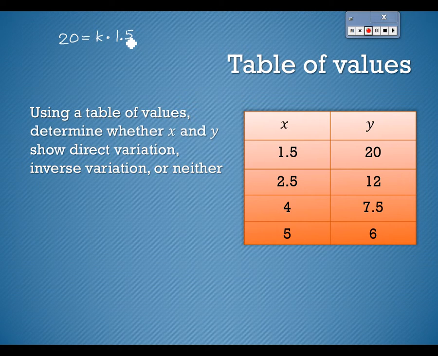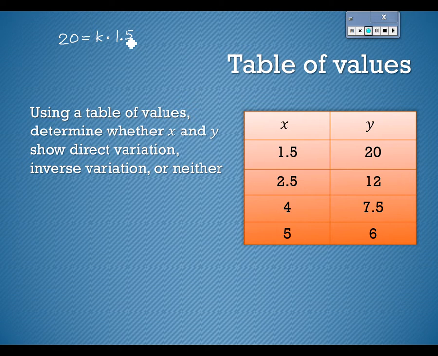So if we assume it's direct, we're very quickly shown wrong, aren't we? You understand how I'm doing this? If it's direct, then 20 divided by 1.5 should be the same as 12 divided by 2.5 and 7.5 divided by 4. But even without a calculator, it's pretty clear that that's not always going to be the same number. So I don't think it's direct.